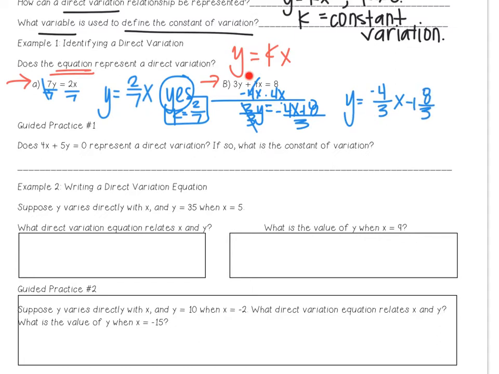It's close to a direct variation. Y equals a number times x. But we have plus 8/3 here, which means this one's a no. It's not a direct variation.